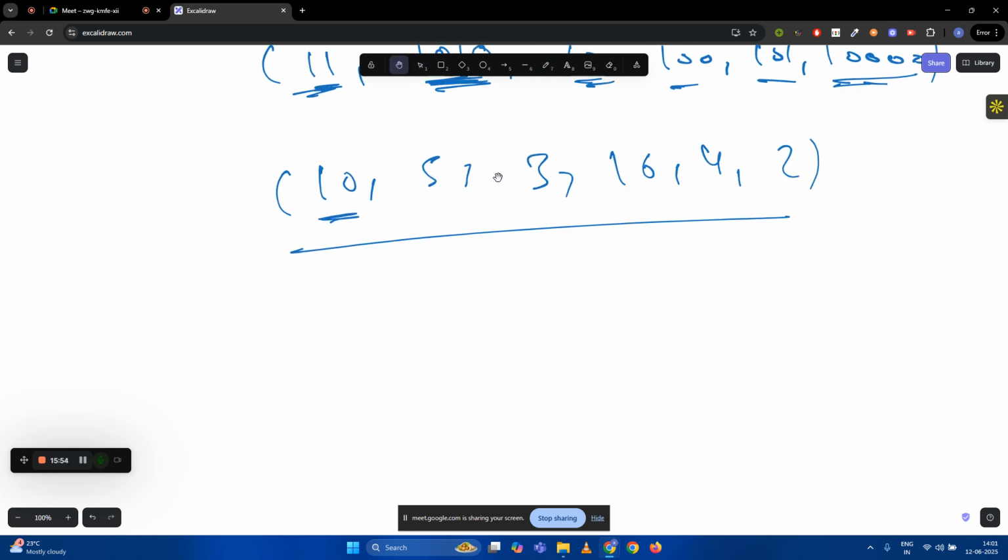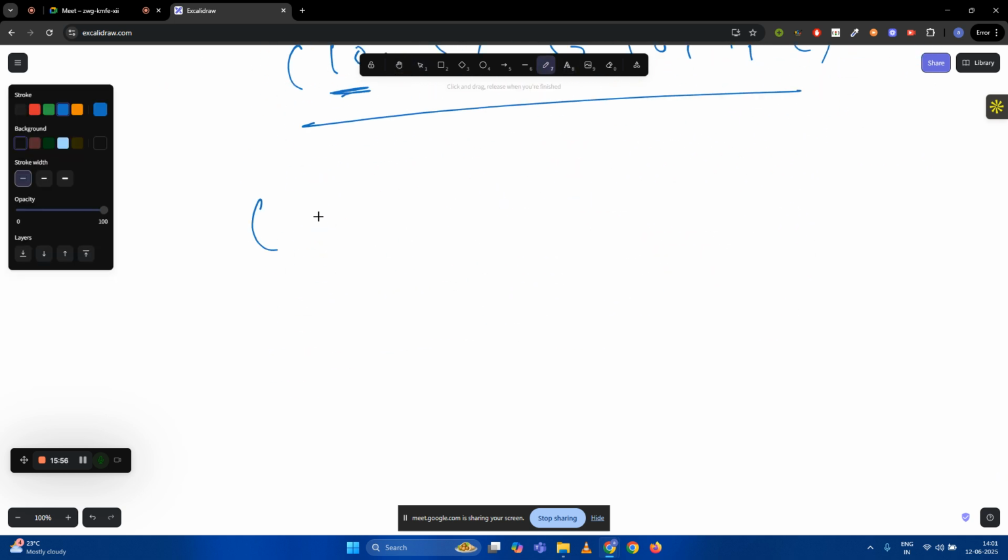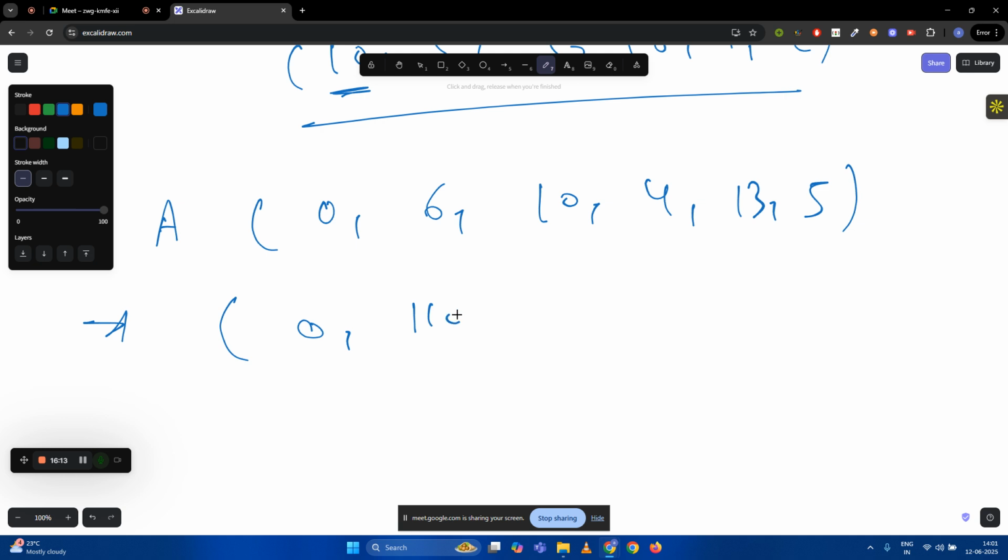Let's take another example to understand. Let's say I'm having an array 0, 6, 10, 4, 13, 5. You guys sort it. This is the array. You have to sort it according to the above problem. So if I write it in bitwise form, this is the bitwise form of these numbers. Can you tell me which number will come first?